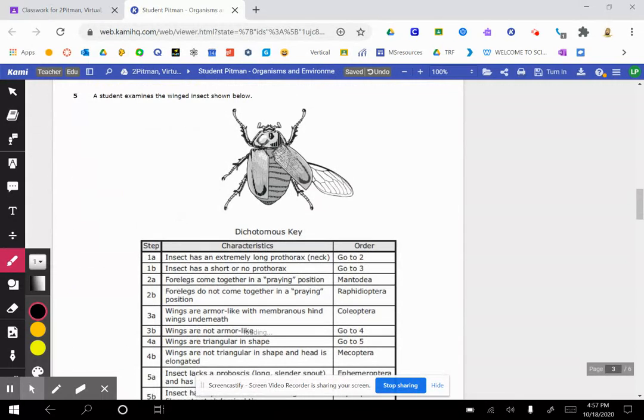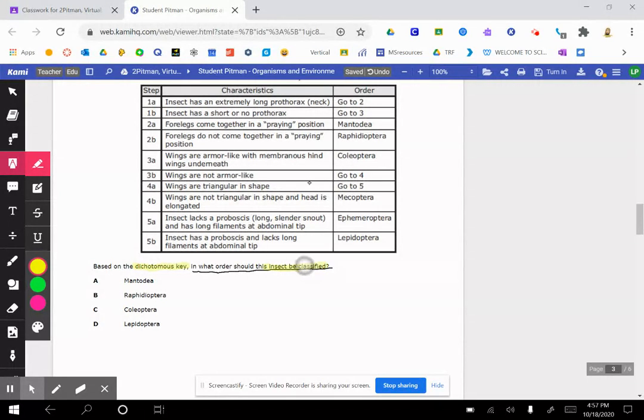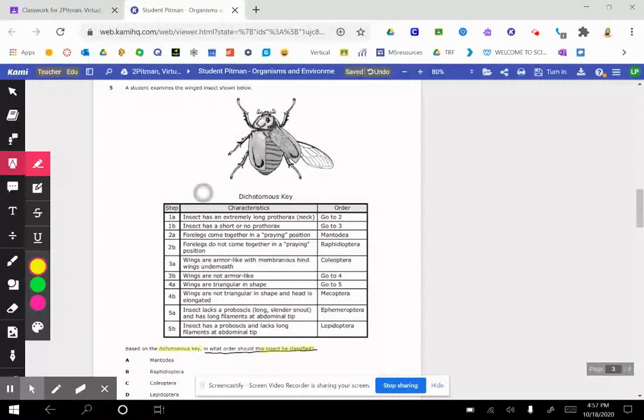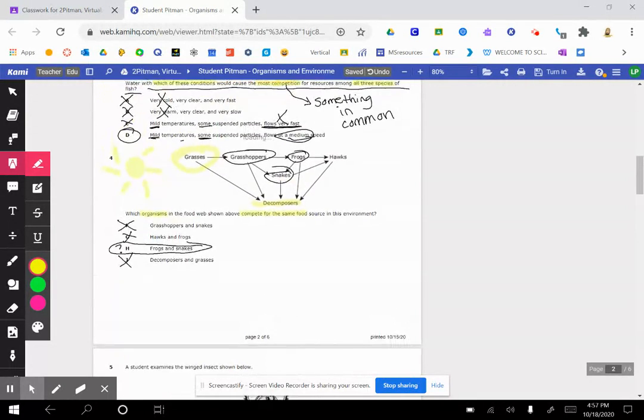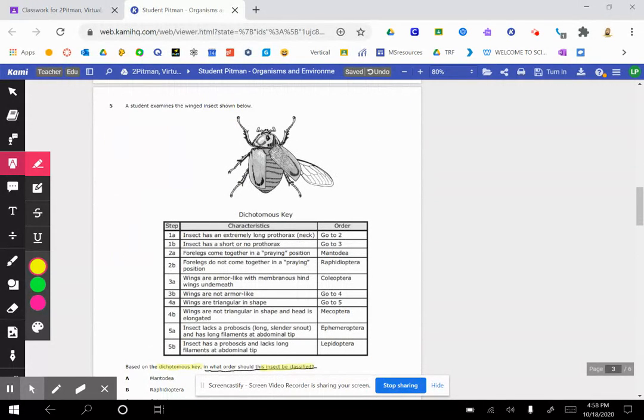Okay, number 5. A student examines the winged insect shown below. Based on the dichotomous key, in what order should this insect be classified? All right, so I would highlight dichotomous key, and we're trying to figure out what this insect would be classified as. To prove a question with a dichotomous key, you don't have to write as much out next to your question. You can really just highlight the steps you used.